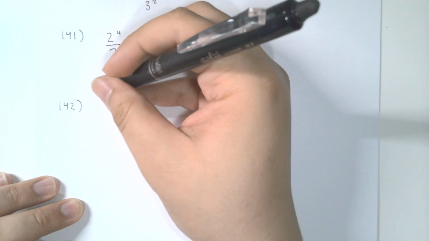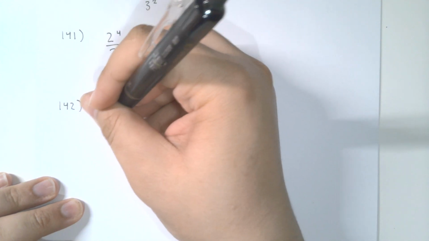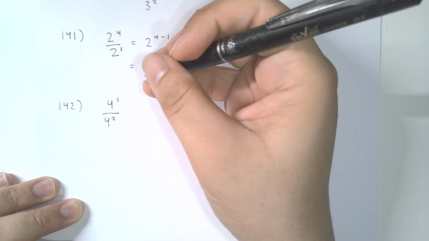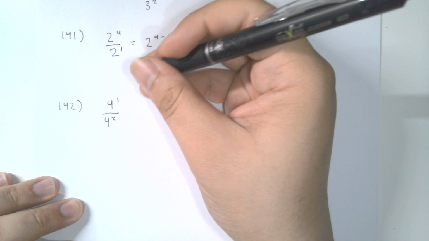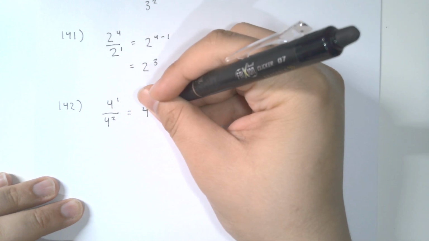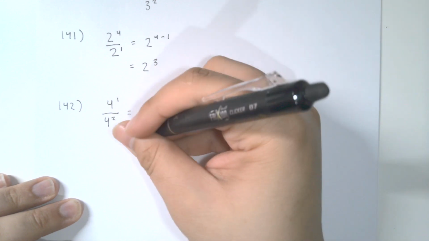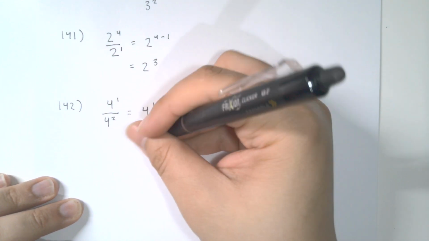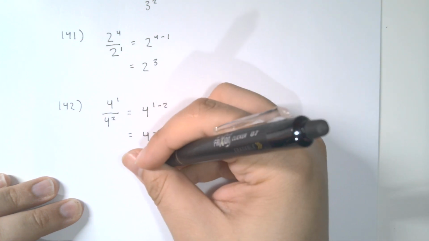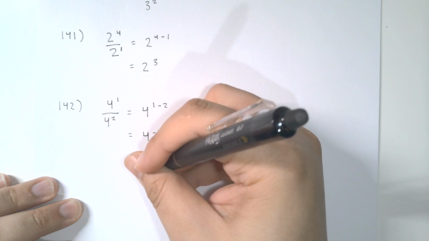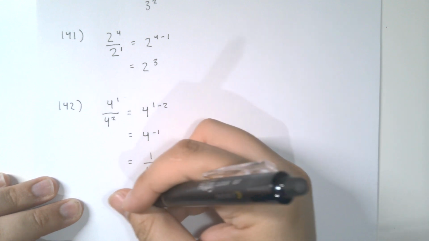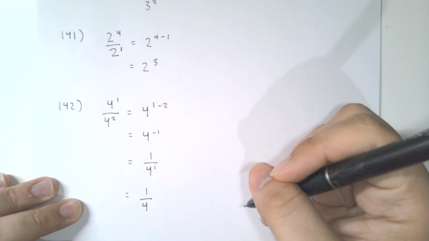For number 142, we have 4 over 4 squared. There's an implicit 1 for our exponent here. So this is 4 to the first minus 2. 1 minus 2 is negative 1, so we have 4 to the negative first. And converting this to a positive exponent, we have 1 over 4 to the first, but we don't really need that 1 there, so we can just rewrite this as 1 over 4.